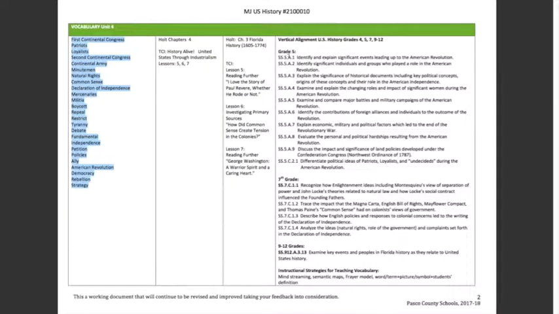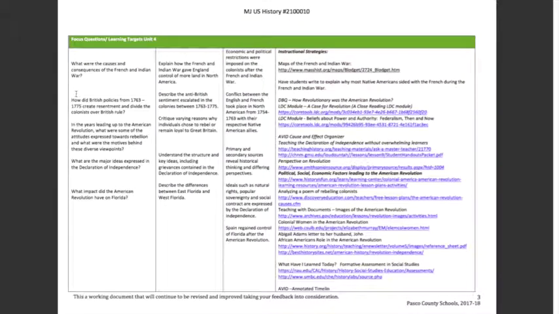But this is one of the nice things, especially about the Pasco County Curriculum Map: you have vertical alignment. You get to see the standards in 5th grade here that led up to what you're doing in the 6th grade curriculum. And then you get to see how it ties into 7th grade and then also into the 9th through 12th grade standards.